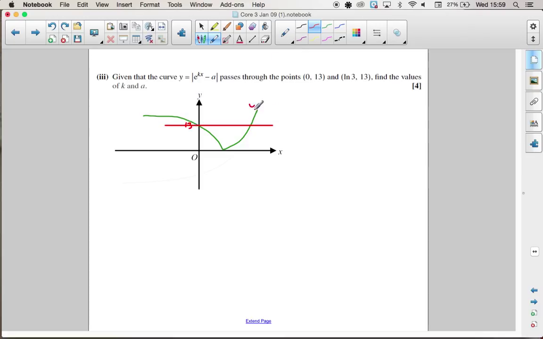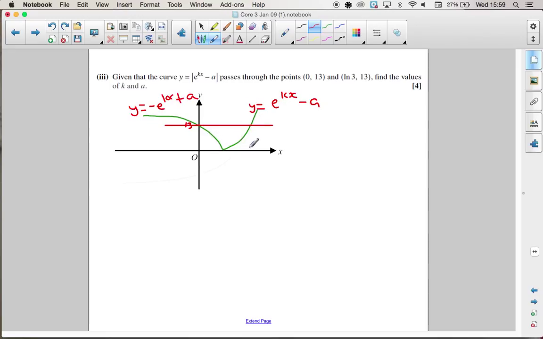Now we need to remember that this part of the graph here was the original positive e to the kx graph. So that was e to the kx minus a. And over this side, we'd reflected this graph in the x-axis. So that's become the negative version of the graph. So that's minus e to the kx plus a.